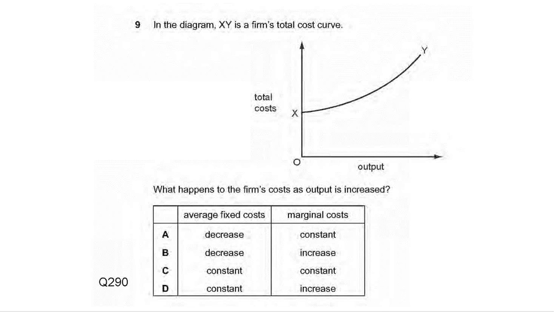Now, this curve that you see in front of you here, total cost output, is what firms have before them when they choose which output to produce. So they are making a decision of what output to produce, and these are the total costs given each output level that they produce. So in this question, it says, what happens to the firm's cost as output increases?